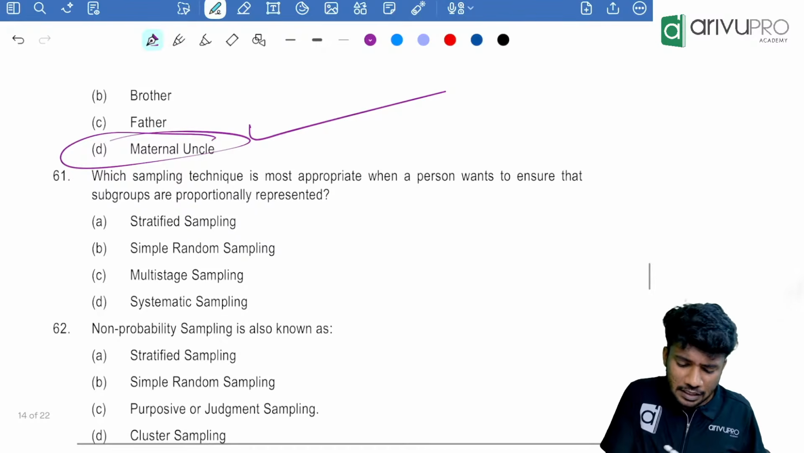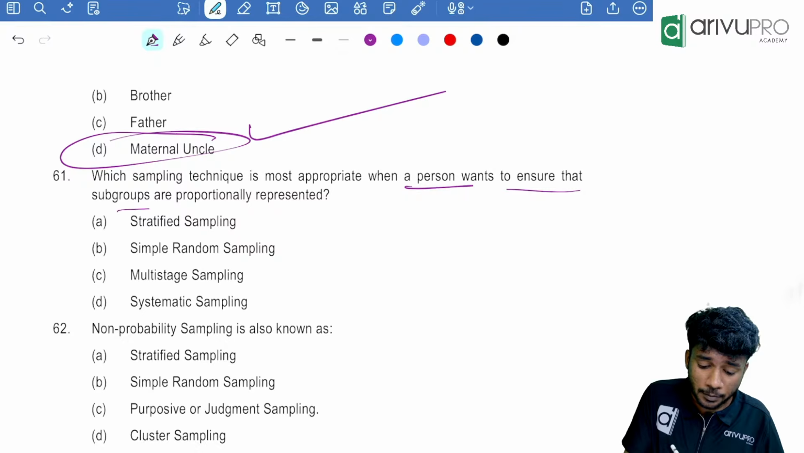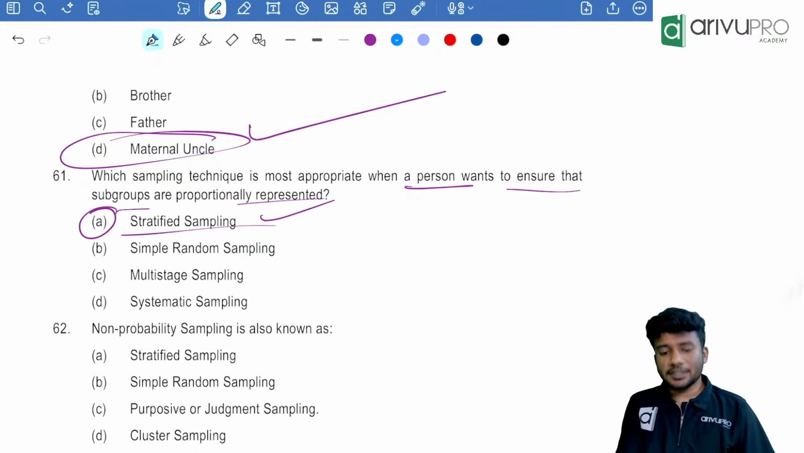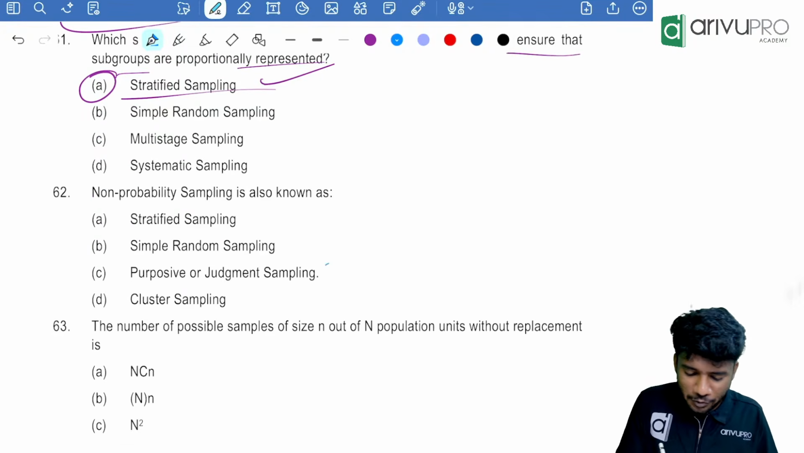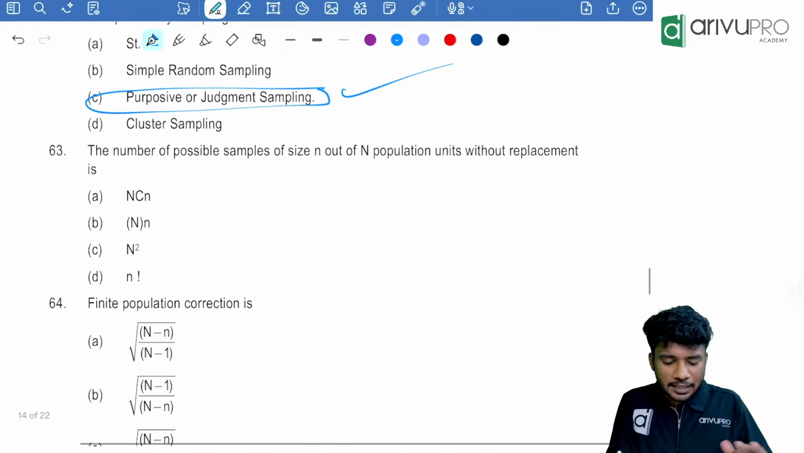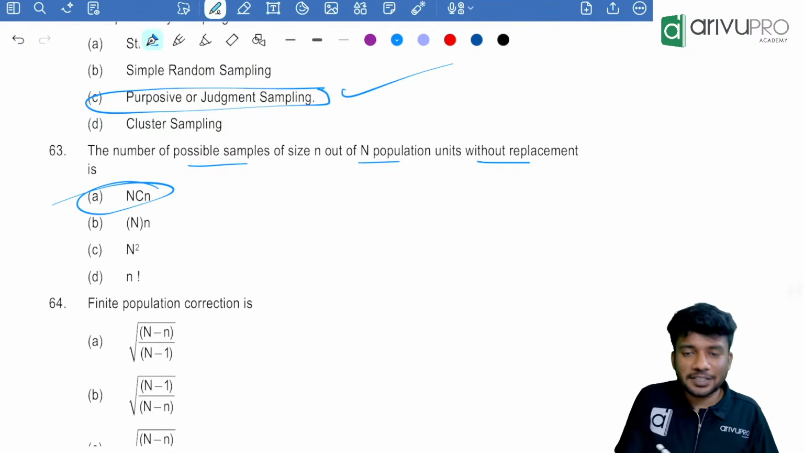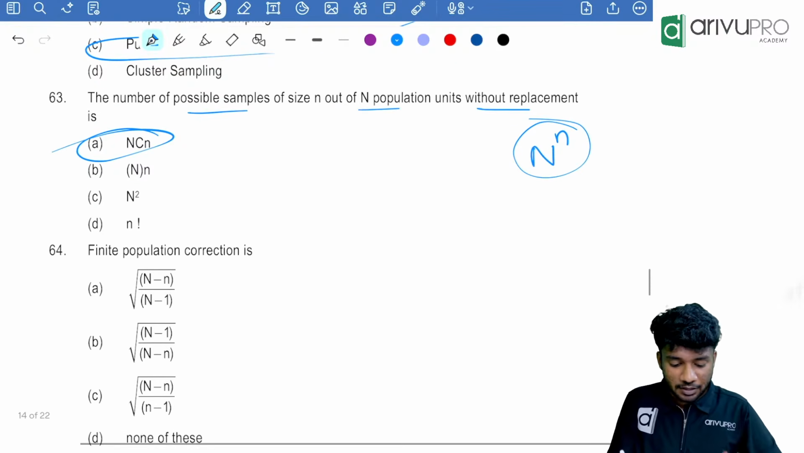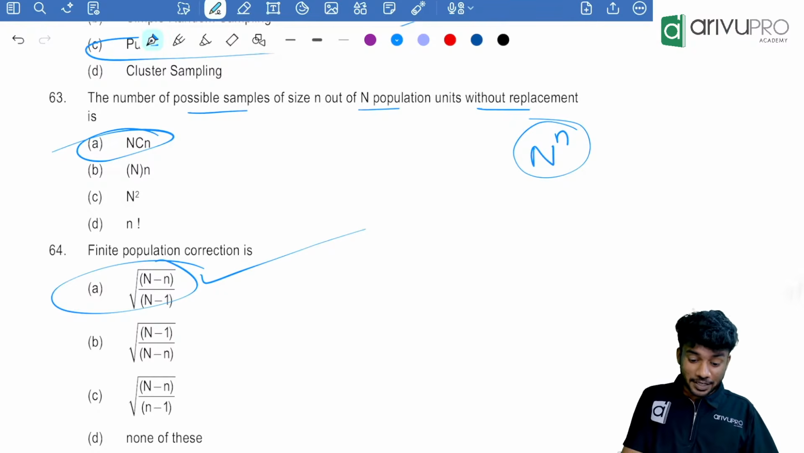Which sampling technique is most appropriate when the person wants to ensure subgroups are proportionally represented? Subgroups, stratified sampling is required. Then non-probability sampling is also called as what? Purposive or judgment based sampling. Then the number of possible samples of size n out of N population units without replacement is NCn. With replacement is how much? N to the power n. Then finite population correction factor is option A, root of (N minus n) divided by (N minus 1).